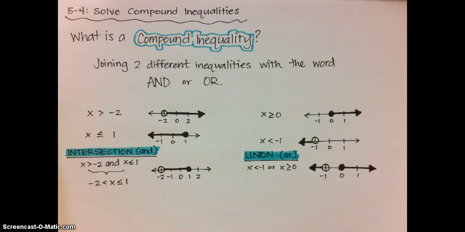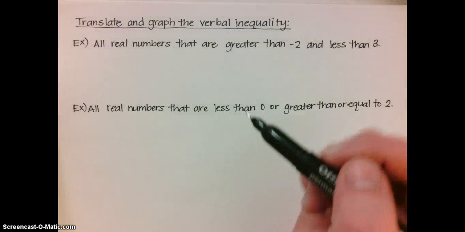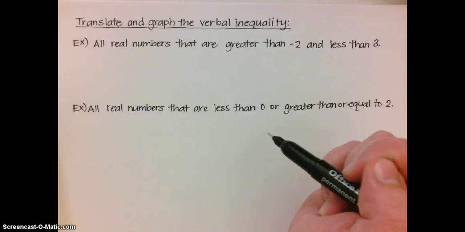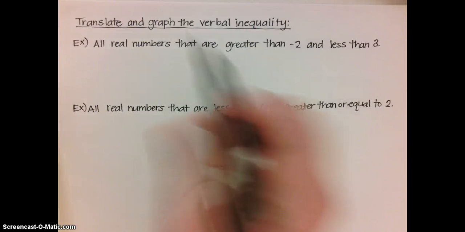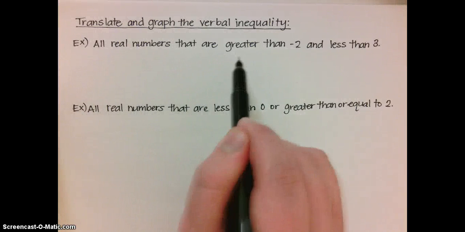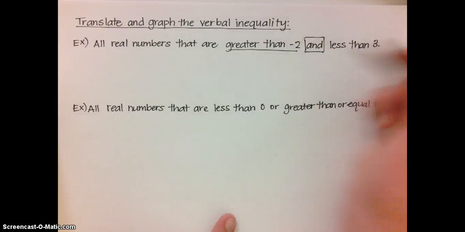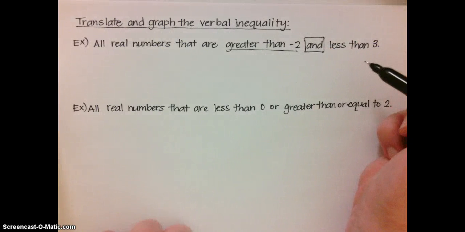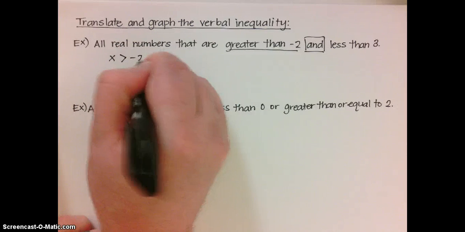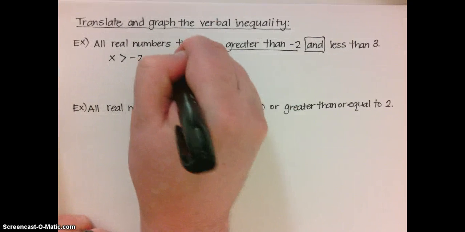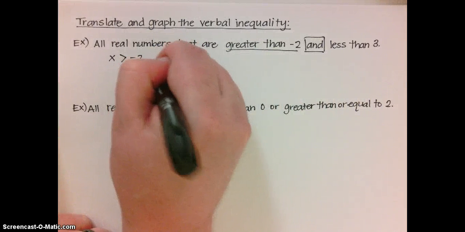So sometimes we're going to be given a phrase, okay, where we're actually going to have to translate what it's saying into an inequality and then decide how to graph it. Okay, this is called a verbal inequality. So let's read our first one. It reads, all real numbers that are greater than -2, I'm going to underline that, and less than 3. So if I was going to write those two statements by itself, I would say all the real numbers that are greater than -2, and I would also write all the real numbers that are less than 3. And I'm going to combine those with the word and.